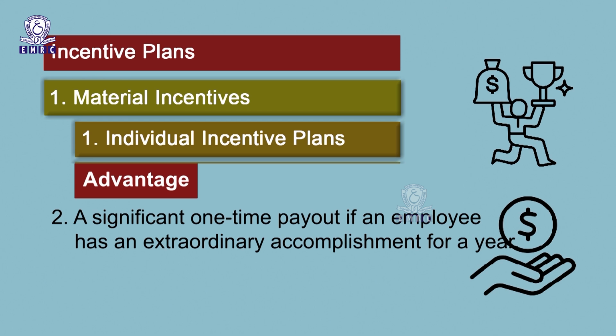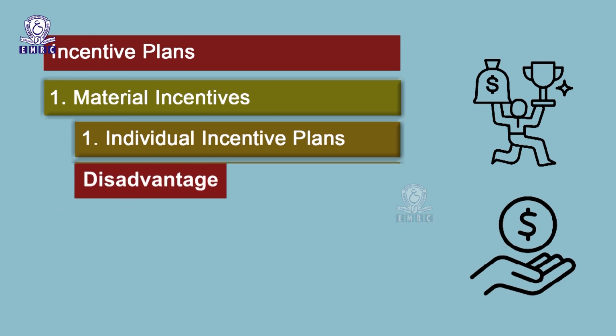There may also be a significant one-time payout if an employee has an extraordinary accomplishment for a year. So, disadvantages are that the payout may be subjective. It can be divisive and adversely affect the working of the informal organization.